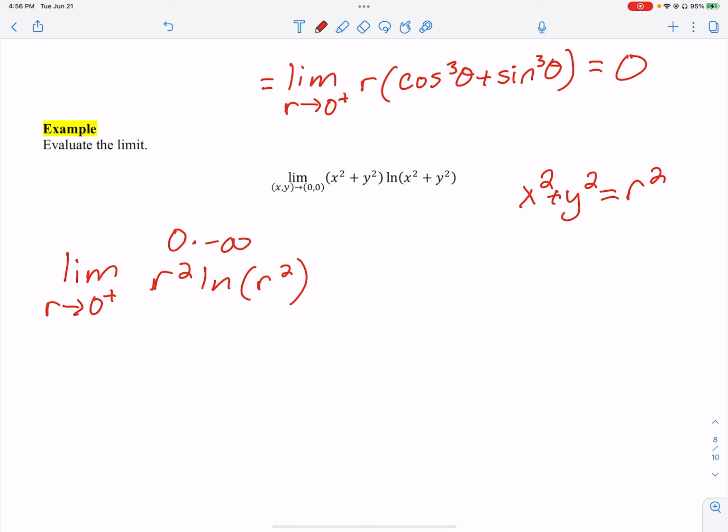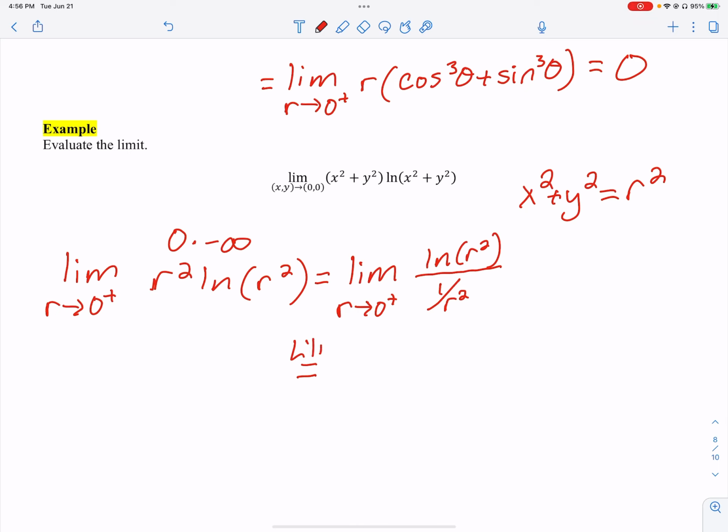And this is going to go to negative infinity, right? So that's an indeterminate form, but it's just not the right indeterminate form for L'Hopital. So I am going to use a trick here. This works a lot. I am going to do ln of r squared on top, and then I'm going to do 1 over r squared on bottom. Notice if I were to flip that back over, I get back what I had. I created that, made that happen.